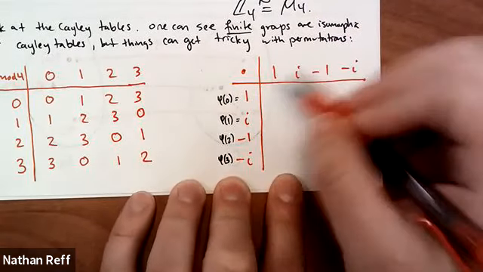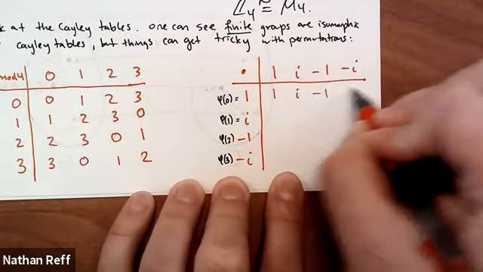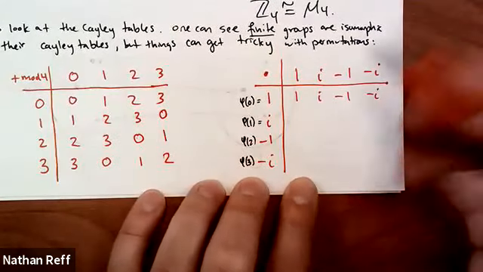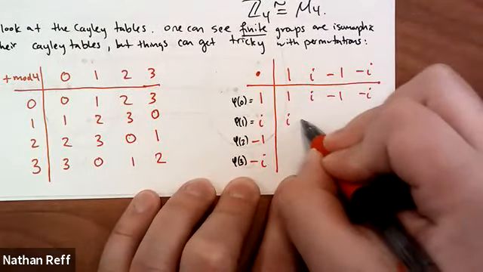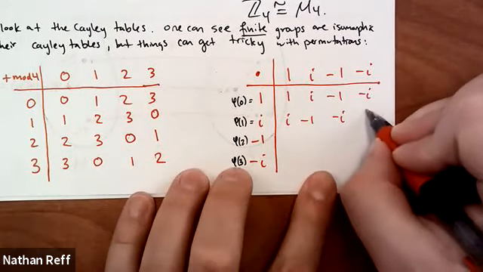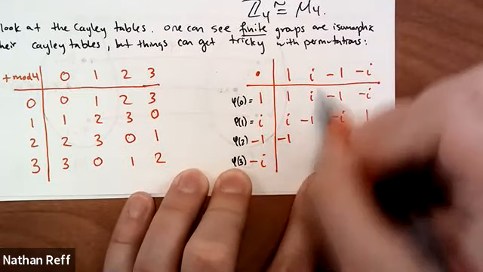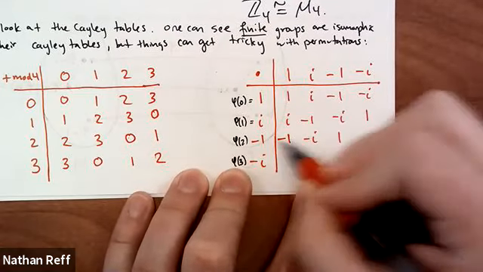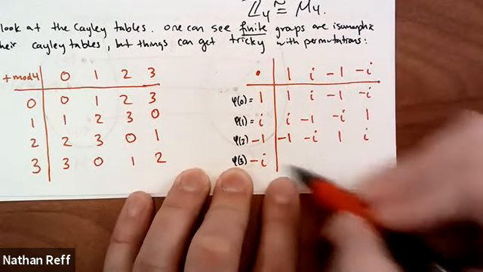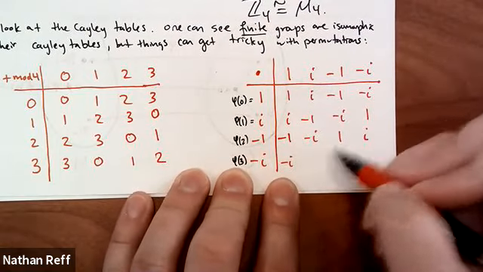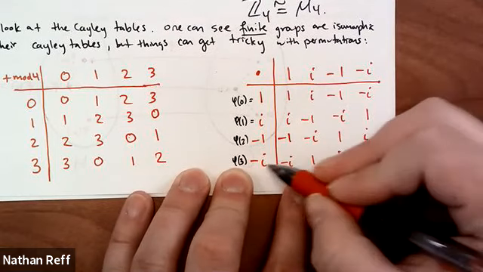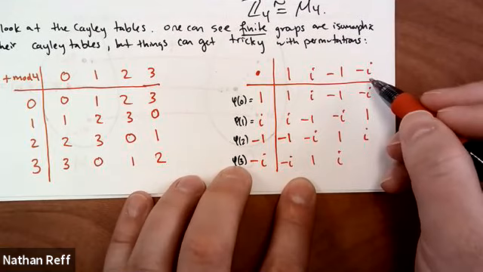And so 1 times anything, it's going to give me back what I have, because this is the identity, right? Which is good, because the first row was the identity for Z4. i times this is i squared, which is -1, negative i, and then negative i squared is negative -1, which is +1. Okay? -1, negative i, +1, and then that'll be i, right? Negative i squared is negative -1, which is +1. Negative i is i, and then negative i is plus i squared, which is -1.